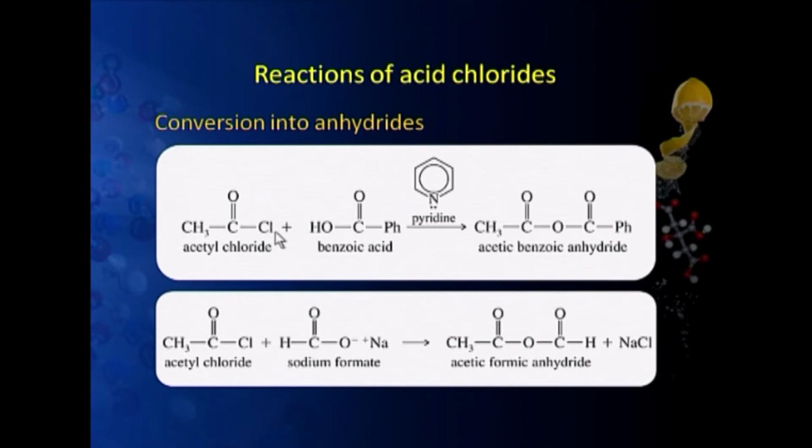If in place of using the acid directly, we use the sodium salts of the acid, then there is no need of a base. The sodium salts of acids react with acid chlorides, and a molecule of NaCl, sodium chloride, gets precipitated and we get the corresponding anhydride. Say acetyl chloride on reaction with sodium formate gives us acetic formic anhydride.